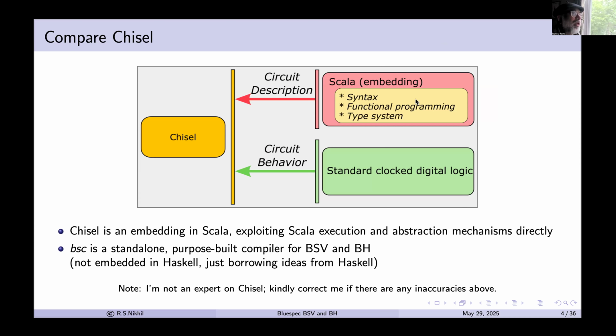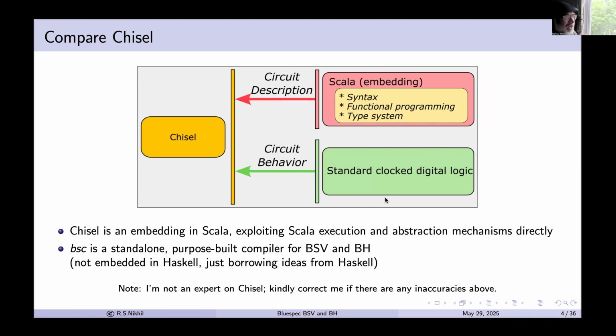So for circuit description, Chisel uses Scala, right? Basically it's an embedded language within Scala, and you're using the Scala engine to do static elaboration, to connect things together, etc. So the Scala execution is about plugging things together in disciplined ways so that you can describe your circuit. And you can use all the power of Scala, syntax, functional programming, type system, etc., as you go along there.